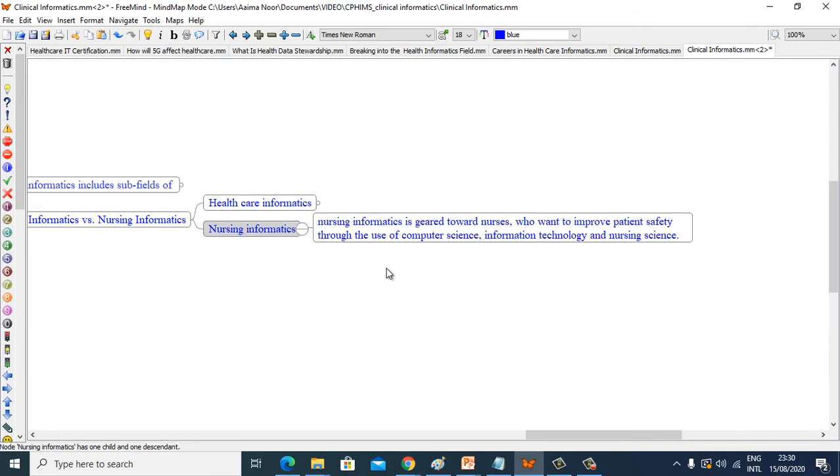Nursing informatics. Nursing informatics is geared toward nurses who want to improve patient safety through the use of computer science, information technology, and nursing science.